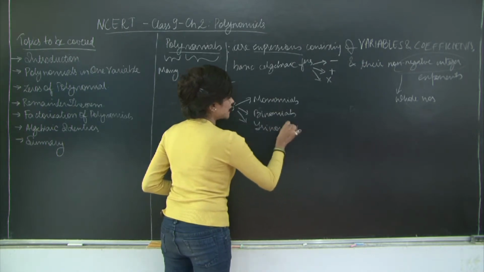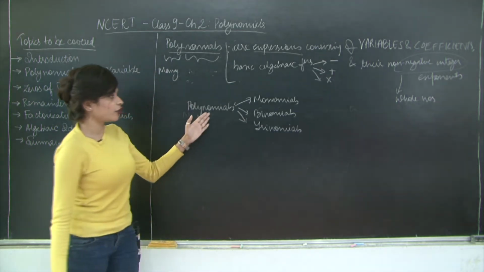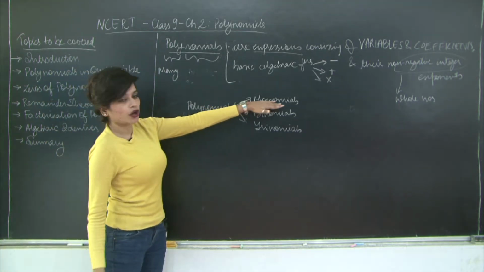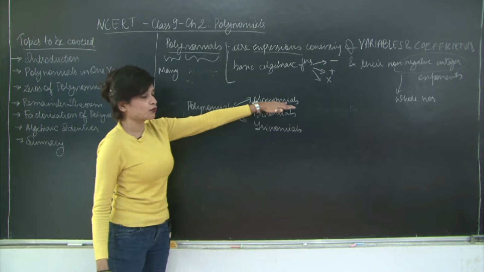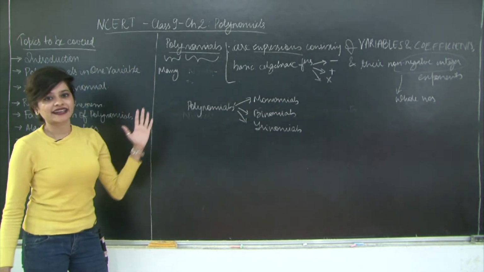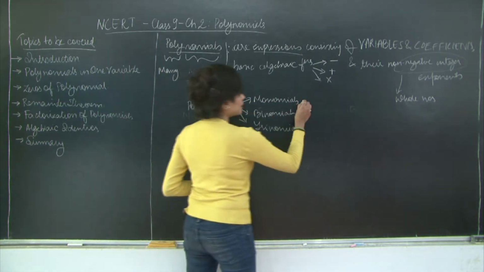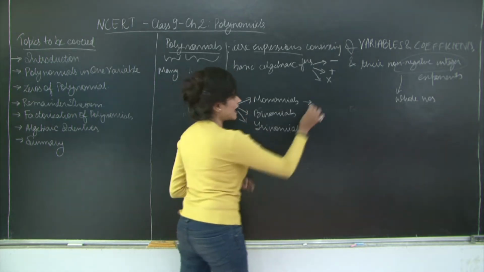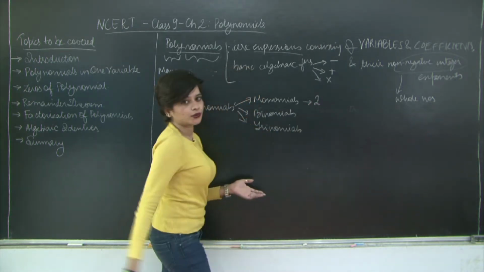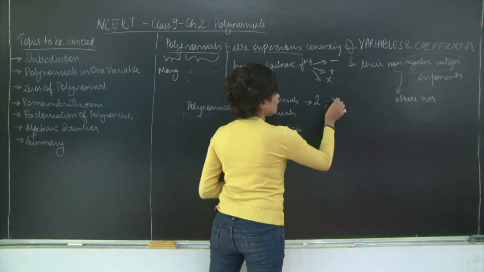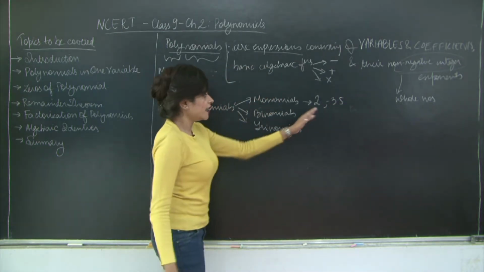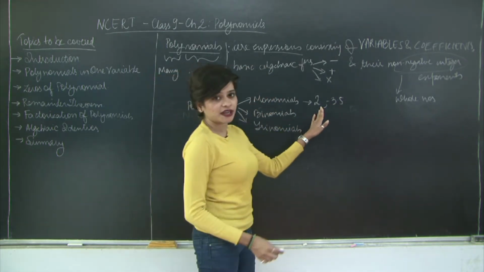This is at the basic level. So when I say polynomials, within polynomials I have monomials. Monomials are nothing but polynomials that have only one term. For example, my monomial could be as simple as the number 2 or the number minus 3.5, because here this is a polynomial.